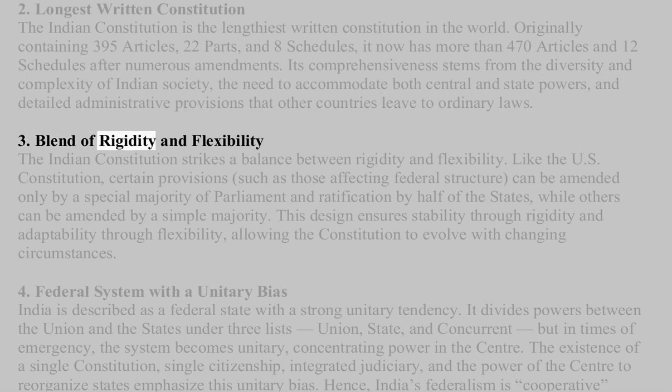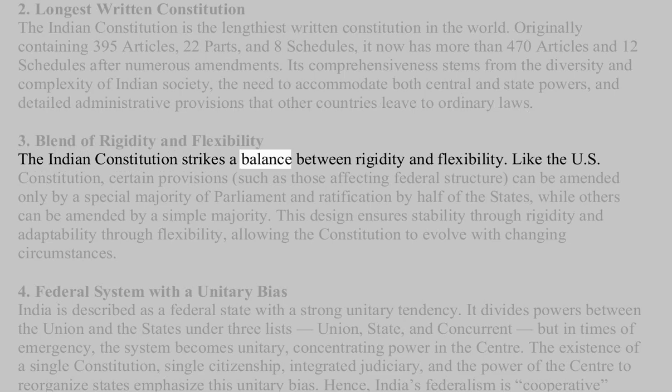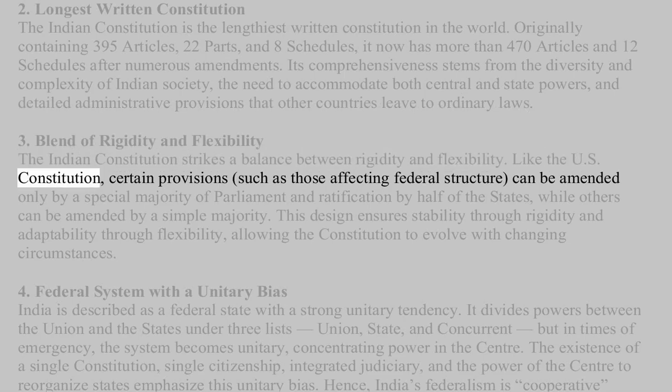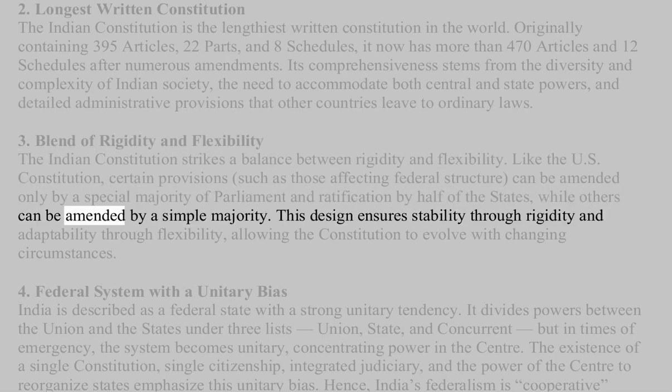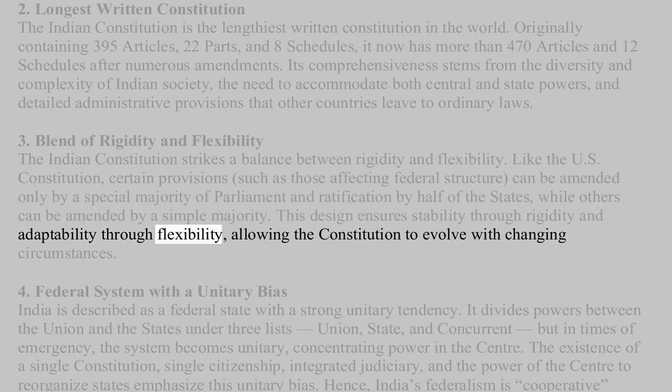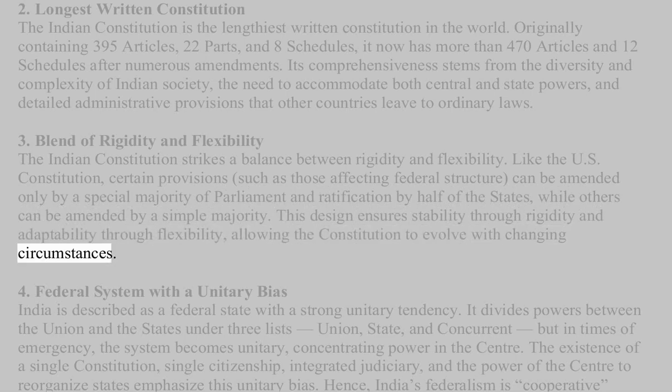3. Blend of rigidity and flexibility. The Indian Constitution strikes a balance between rigidity and flexibility. Like the US Constitution, certain provisions, such as those affecting federal structure, can be amended only by a special majority of Parliament and ratification by half of the states, while others can be amended by a simple majority. This design ensures stability through rigidity and adaptability through flexibility, allowing the Constitution to evolve with changing circumstances.